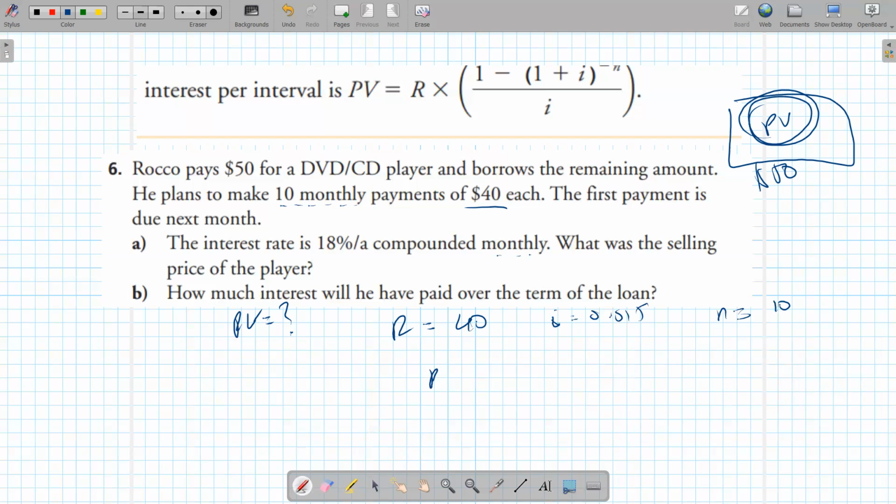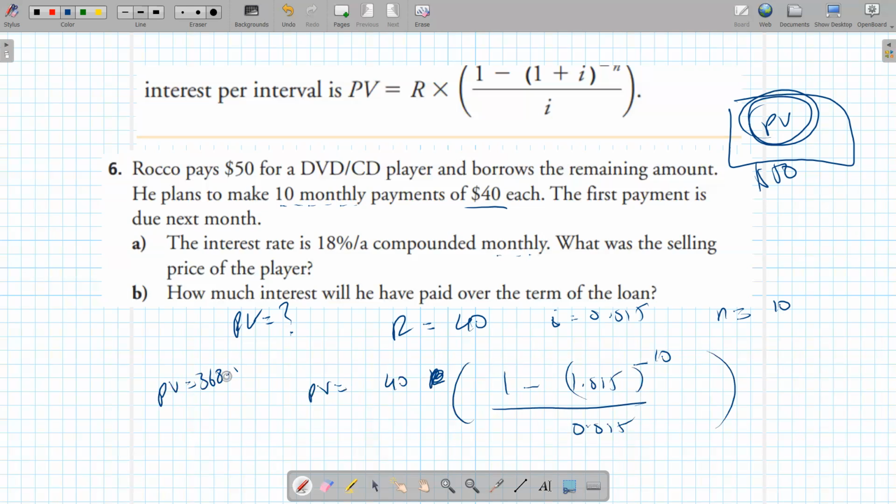So we just do R times 1 minus 1.015 to the power of negative 10, over 0.015. R was also given, sorry, that was 40, and that's going to give us the present value. So 40 times, let me just do this step by step. 1 minus 1.015 to the power of negative 10, divided by 0.015, times 40. So this gives me PV is 368.89, okay? But then you're going to add the 50 that he paid as down payment initially to actually find the total money that the player is worth, which would be 418.89.